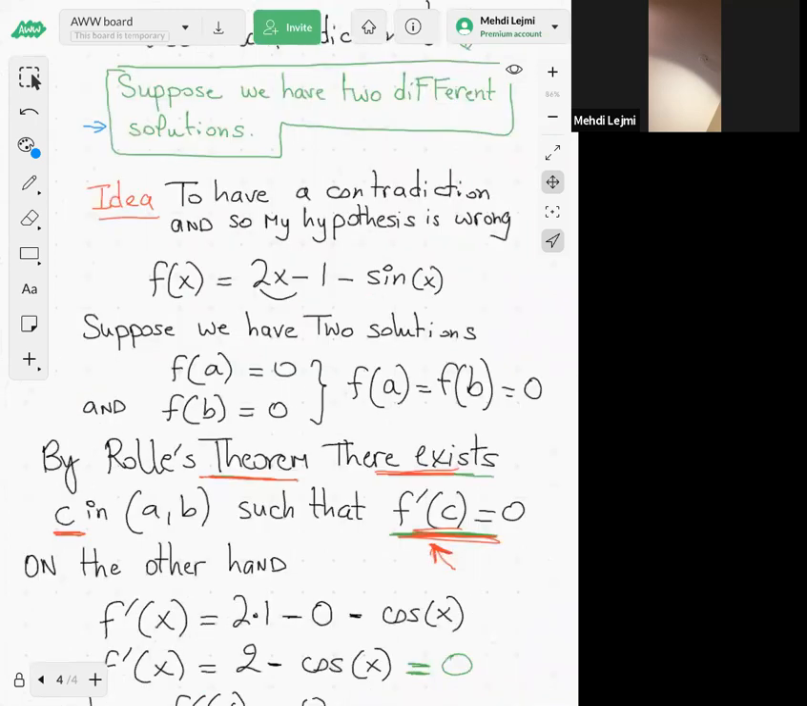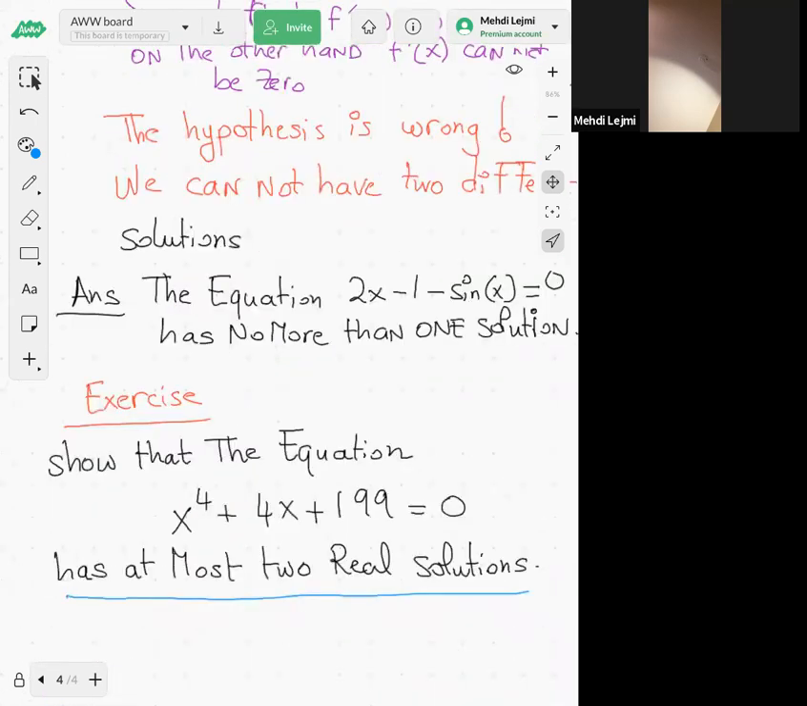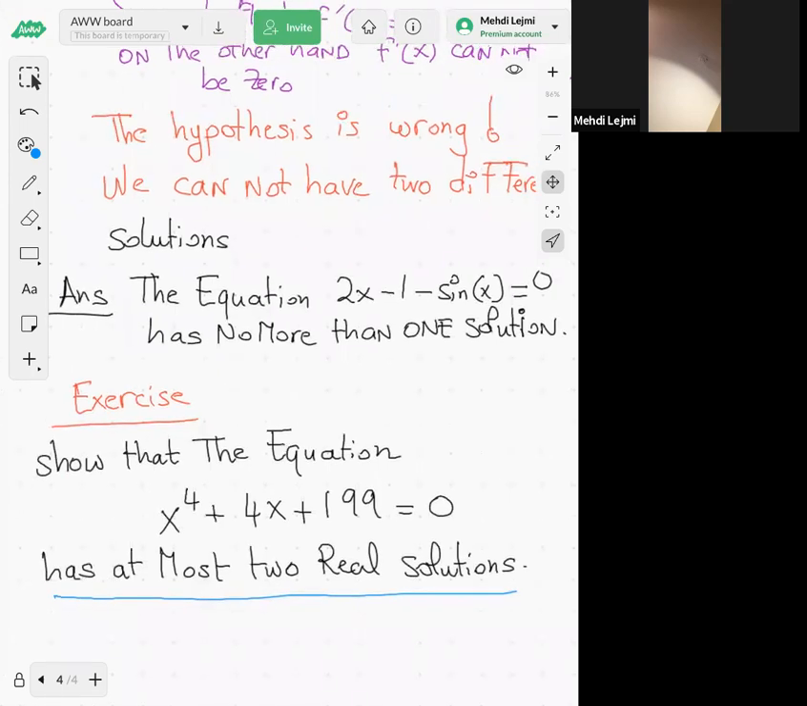Okay, so in the exercise here, we have to prove that the equation has at most two real solutions. So in your hypothesis, you're going to suppose that your equation has three solutions, right? One more. You have to suppose that it has three solutions, and then try to use Rolle's theorem, and see if you can get some contradiction. All right. So I'm going to give you a couple of minutes to think about this exercise.